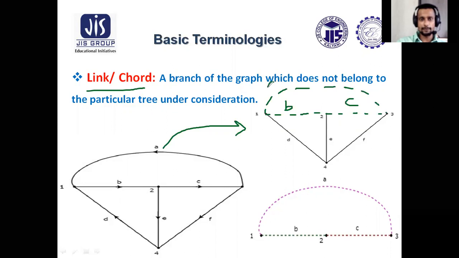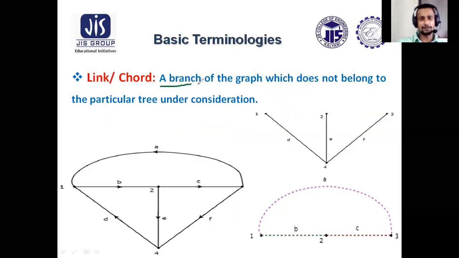And this branch is omitted. So the branches which are omitted from the graph to form a tree are known as links. For a particular graph, we must choose some of the branches to form a tree. While choosing some of the branches, some branches are left untouched. So those branches which are not considered in that particular tree are known as link or chord.